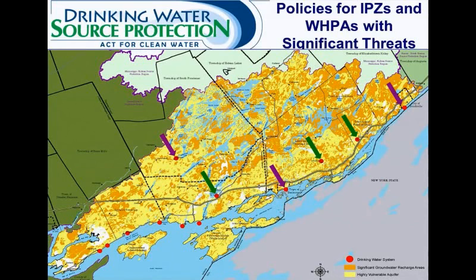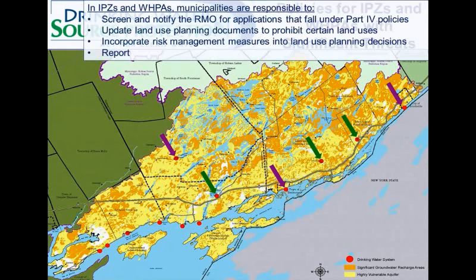In both these specific intake protection zones and wellhead protection areas, municipalities are responsible to notify the risk management official of any proposed developments in their area where Part 4 prohibitions or risk management plan requirements apply, using the restricted land use screening criteria. Update land use planning processes and documents to prohibit the establishment of waste disposal sites and wastewater treatment facilities based on certain activities and excluding the replacement, expansion, or upgrade of existing wastewater treatment facilities. Incorporate risk management measures to reduce the risk to drinking water quality when reviewing proposals for new or expanding developments, and report on the implementation of certain policies in the plan.